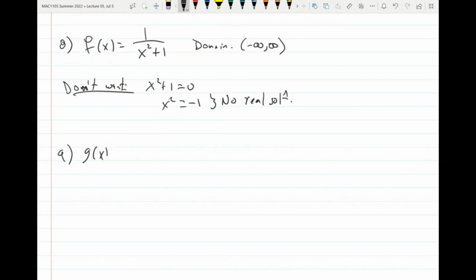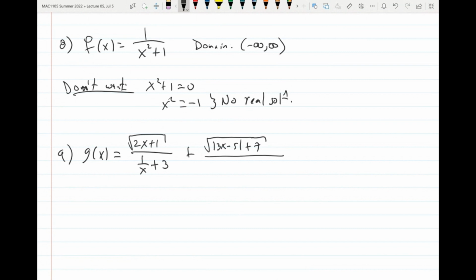So how about this one? Let's see, let me borrow one of the functions from before. And then let's throw in square root here. And let's do plus another square root. And then I'm going to do absolute value of 3x minus 5 plus 7 over absolute value of 2x minus 7 plus 3 and minus 3.